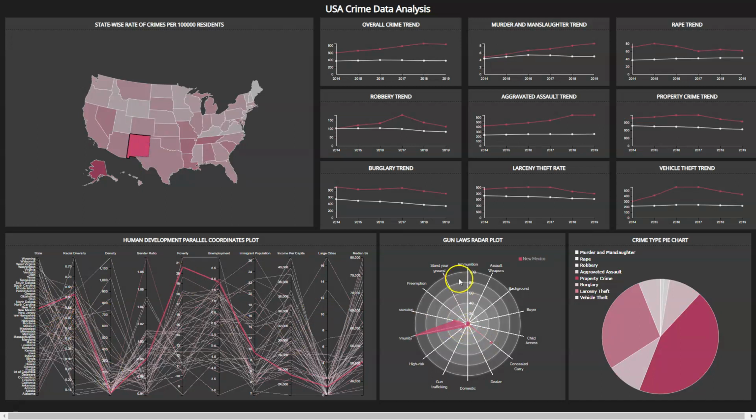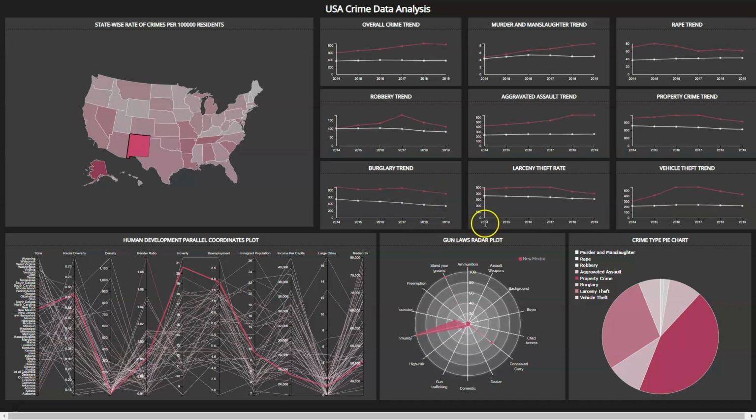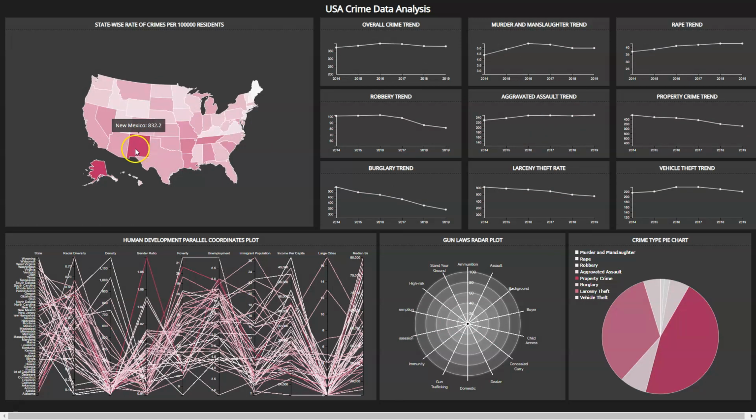We also get its radar plot, which is showing the extent of the gun laws over here. And we also see what the crime distribution is over here. And we can compare it to national trends. So the line over here shows the national trend of that particular crime, and the line over here is that state's trend. As you can see, for New Mexico, it has a higher crime rate for most of the crimes, but alarmingly, murder and manslaughter trend is on the rise. Also, there's aggravated assault.